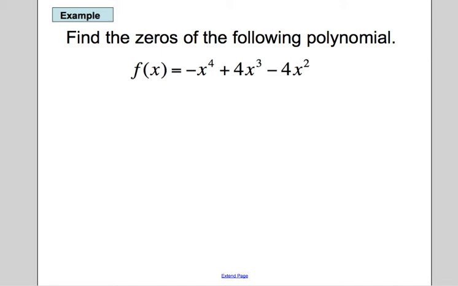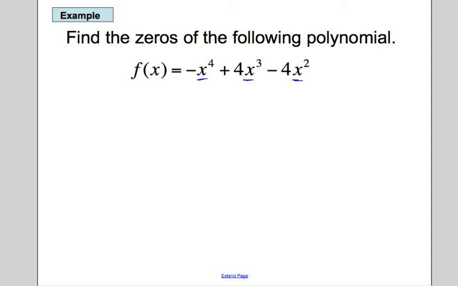Let's look at one more example before we go on to the next objective. Again, find the zeros. So we need to start by factoring. In this case, grouping is not really going to help me. I only have 3 pieces. But each piece, it looks like, has a common factor of an x squared. Let's go ahead and pull that x squared out in front.